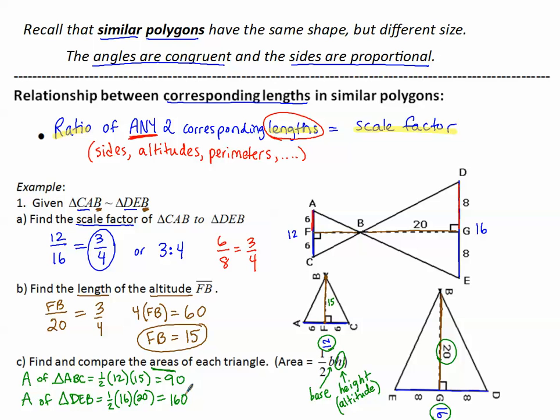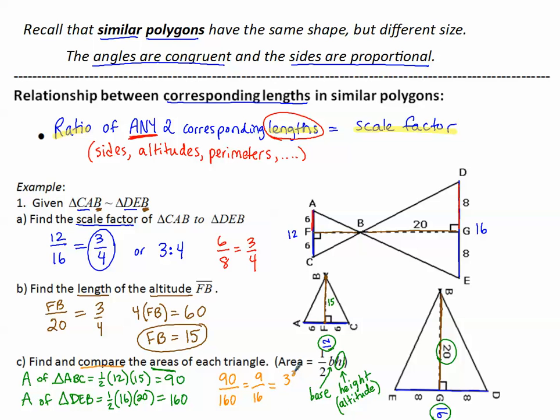Now we found the areas, 90 and 160. Let's compare them, compare the areas. Well, how have we been comparing things so far? As ratios. Let's make a ratio out of these areas. 90 over 160. Let's simplify that. Divide by 10, get 9 over 16. What do you notice about these numbers? Think about how they compare to the scale factor 3 over 4. Have you thought of it yet?